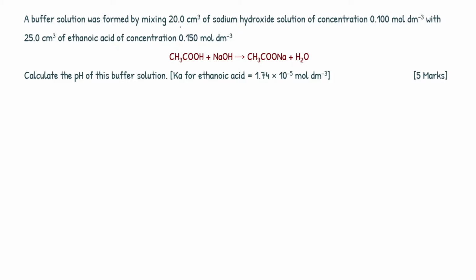We have a buffer solution, and this was formed by mixing 20 centimeters cubed of good old NaOH of concentration 0.1 mole per decimeter cubed with 25 centimeters cubed of ethanoic acid, classic weak acid right here, and the concentration is given right here. So I'm just going to underline the variables that we're going to be using in the question, and then we're given a cheeky equation right here. Really easy stuff. And they've asked us to calculate the pH of this buffer. They've given us a good old Ka value as well for our weak ethanoic acid.